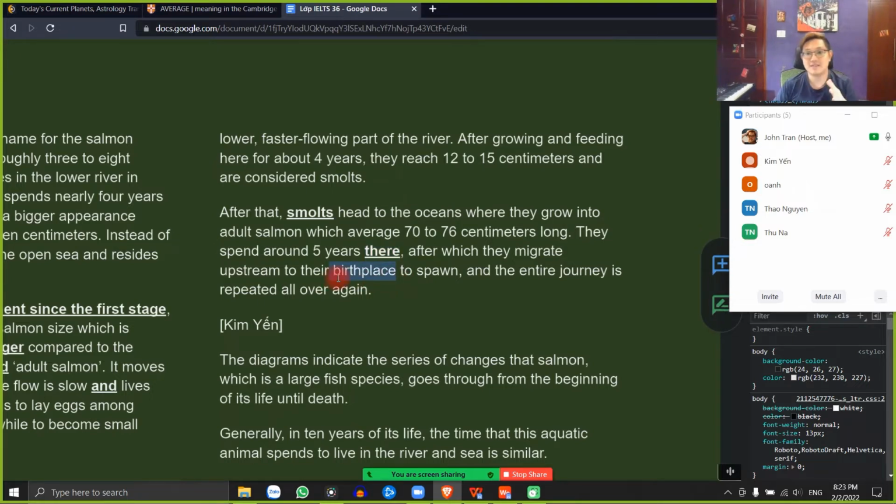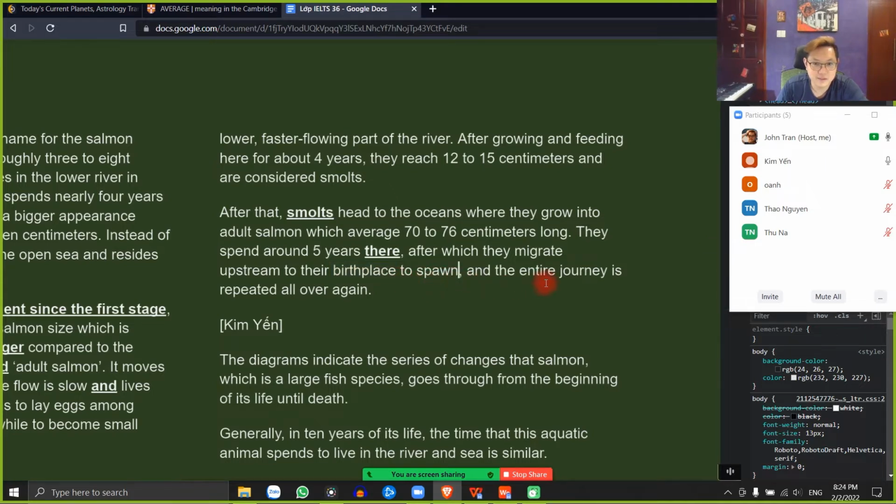So birthplace, basically, what she meant is that it was born upstream, isn't it? So that's the birthplace of the eggs. It moved upstream to the upper river. So she replaced it with birthplace. Bạn thay thế cái nơi sinh này bằng cái chỗ mà cái vùng thượng nguồn nó mấy cái trứng được đẻ ra đó các bạn. Very good.